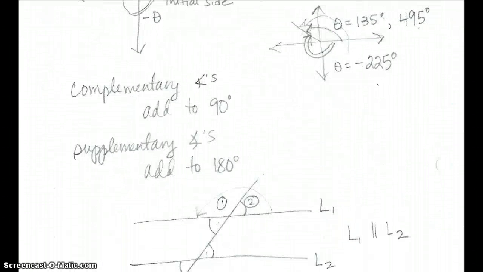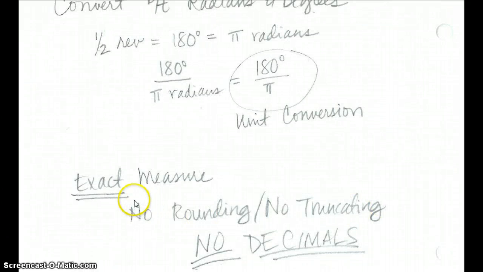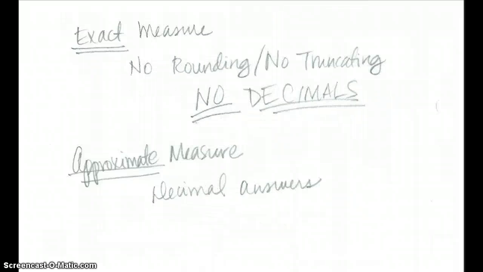Another thing you'll notice is that those also said exact versus decimal answers. If I want an exact measure, there's no rounding or truncating, if you've heard that term before, and there are no decimals. An exact measurement will contain the symbol pi because you're not going to round off pi in order to get that answer. The approximate measure will be decimal answers. So when you do your work in MyMathLab, really pay attention to the blue directions because it's going to tell you they want exact measure or they want approximate, and when they say approximate, they will tell you how many decimals to round to.